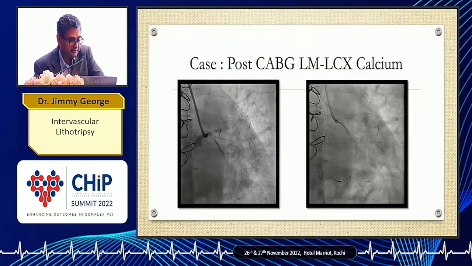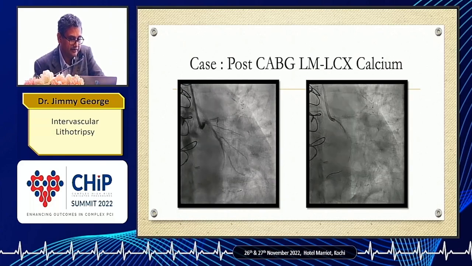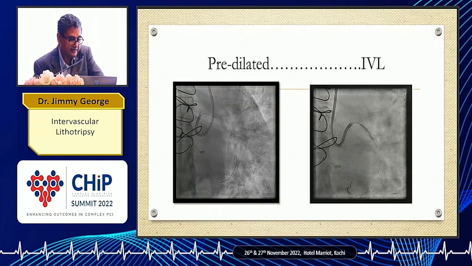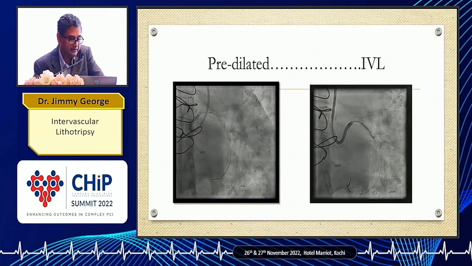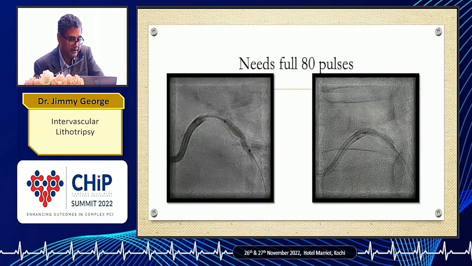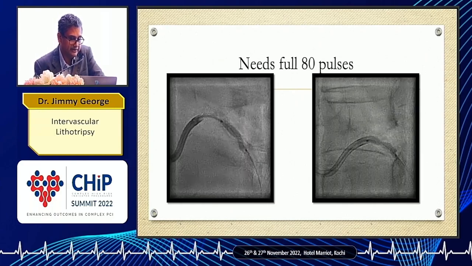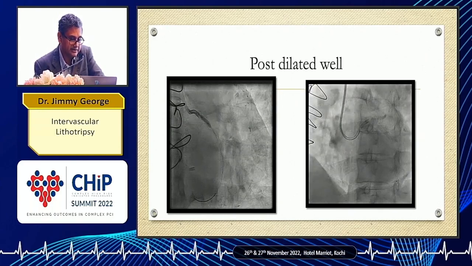Post-CABG patient, left main calcium, try with all non-compliant balloons, doesn't crack, use an IVL, difficult to cross with the IVL, and you can see the waisting in the IVL even after 80 pulses. Post-dilated with an OPN after that, and that's the final result.